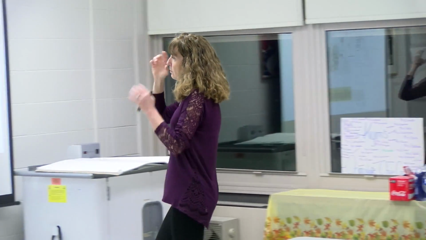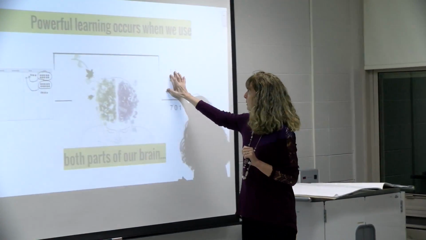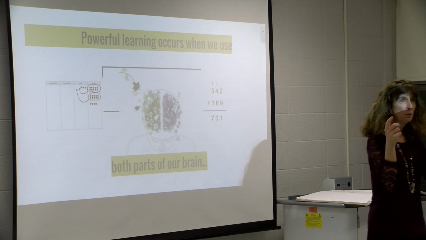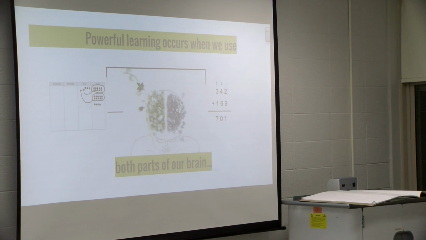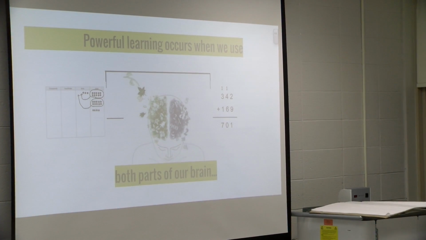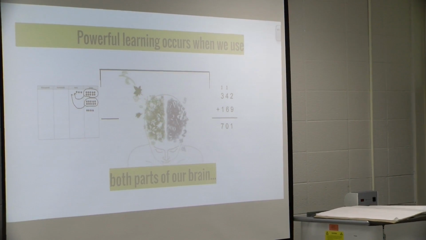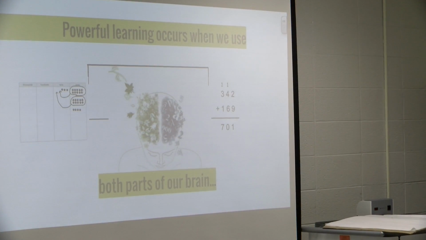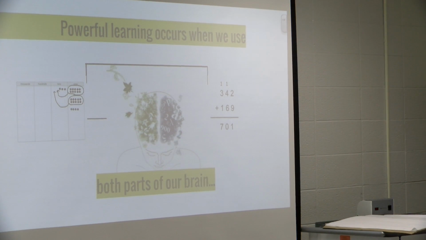So what brain research has told us is that the left brain and the right brain, when we can connect that numerical piece to a visual, we remember it better. And so that's why we've done a lot of work, K, 1, 2, 3, now 4 and 5, in getting that visual connected with the numerical. Different parts of the brain light up depending on how we're thinking about a problem. And so that's the brain research that's coming out regarding that.